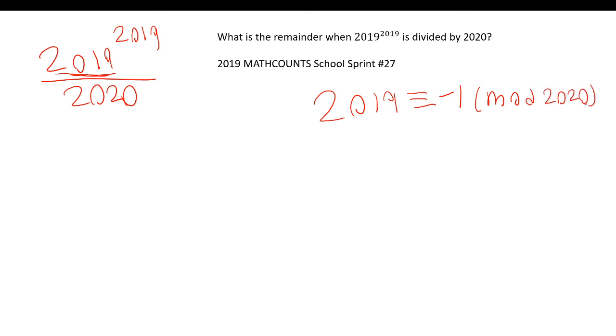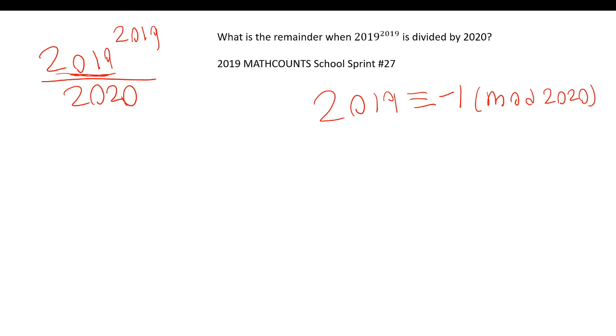Note that negatives can be used in mod, so I can have a negative remainder, and this basically means that 2019 is one less than a multiple of 2020. Remainders can be negative, realize that. So this congruence is true because 2019 is one less than a multiple of 2020. That multiple of 2020 is 2020 itself, since 2020 multiplied by 1 is 2020.